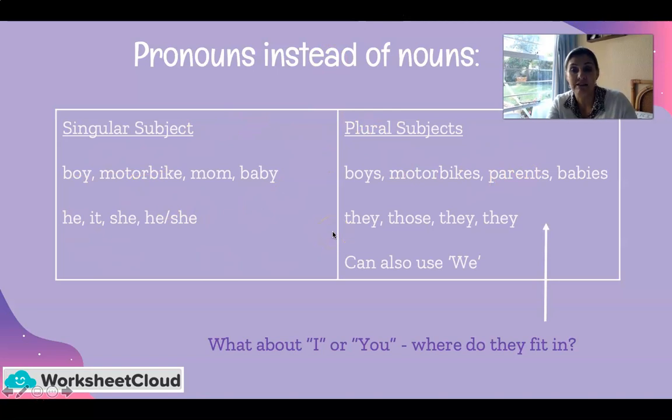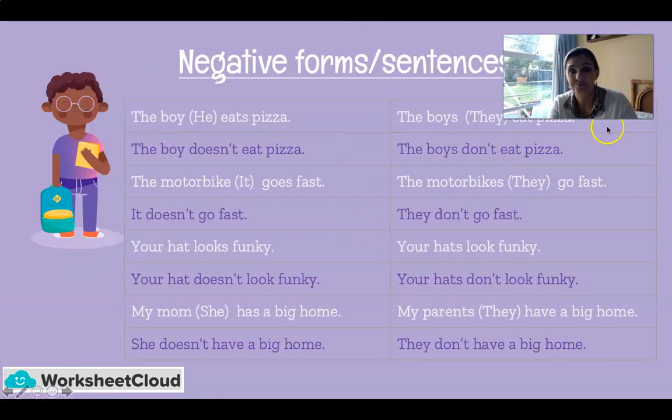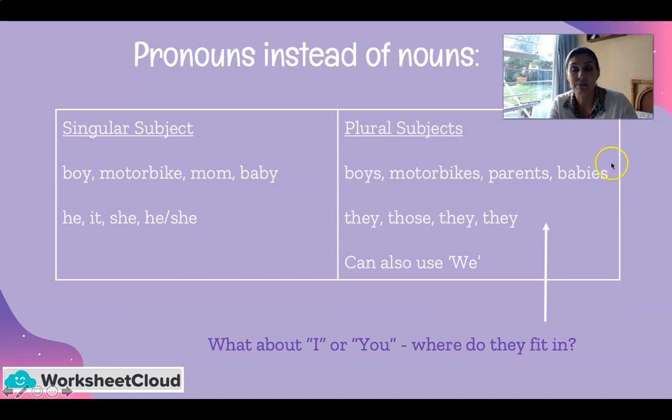So I'm going to show you our next slide. Actually, let me just go back. So I and you are exceptions. So you're not going to go I washes the dishes. Because think, if it's a singular subject, it needs to go with a singular verb and have an S on it. So you can't go I washes. I wash the dishes. I can't say I sings in the morning. I sing in the morning.